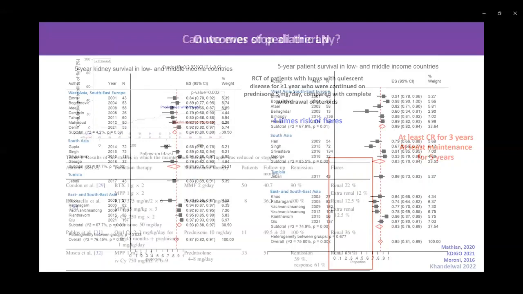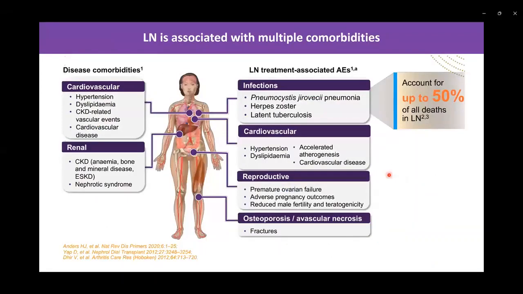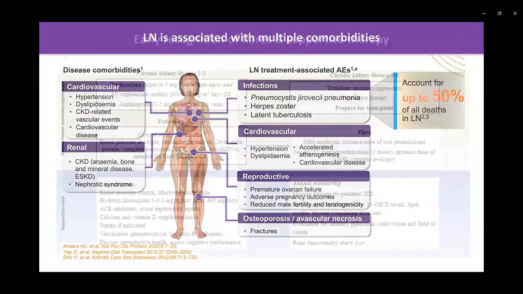The outcomes of pediatric lupus from a systematic literature review, both patient as well as kidney outcomes, range between 80 to 90%. And it is important to understand that lupus is associated with multiple comorbidities affecting multiple organ systems. Infections account for up to 50% of all deaths in lupus nephritis. So it is important to vaccinate these children whenever feasible to prevent vaccine-preventable diseases.